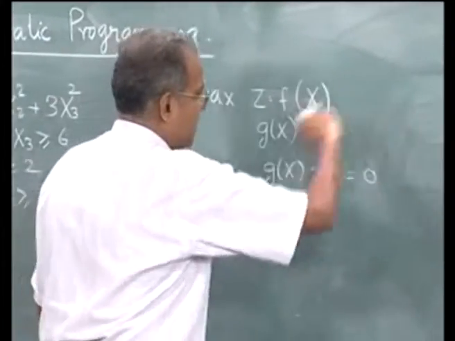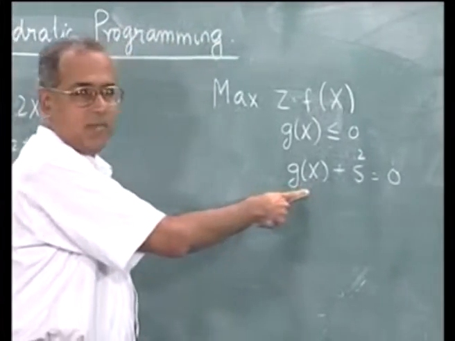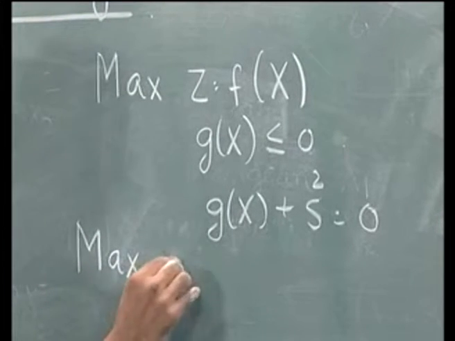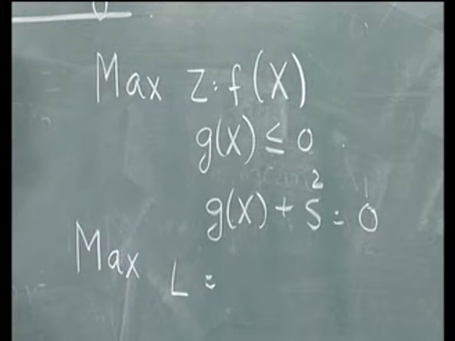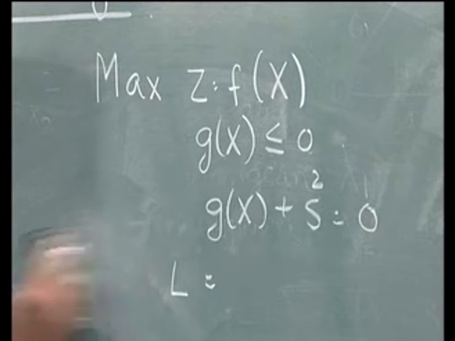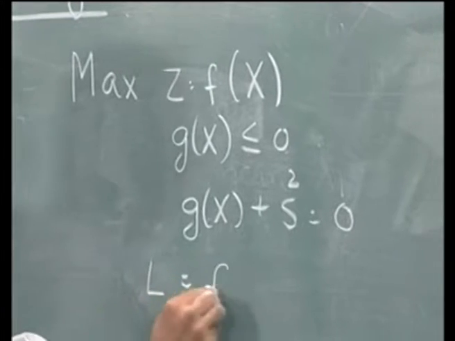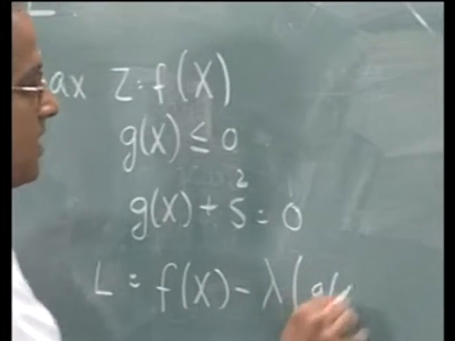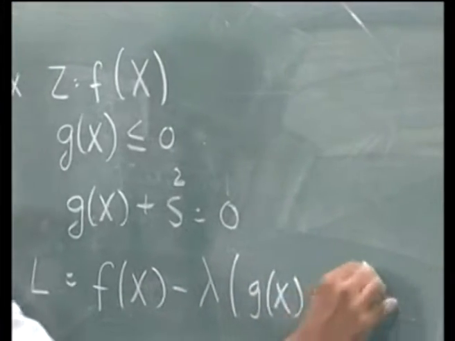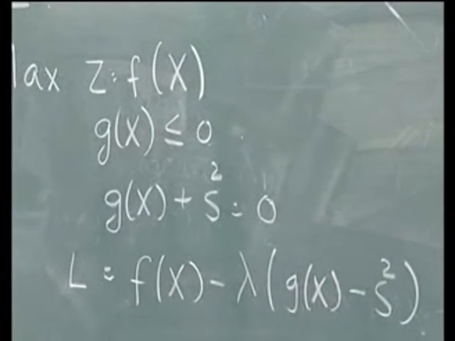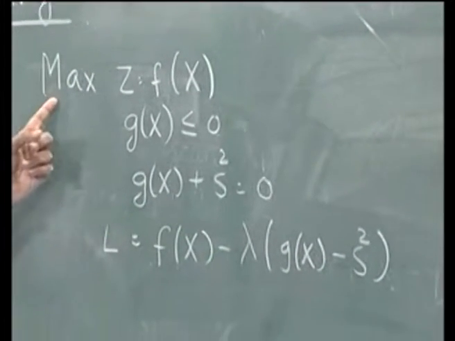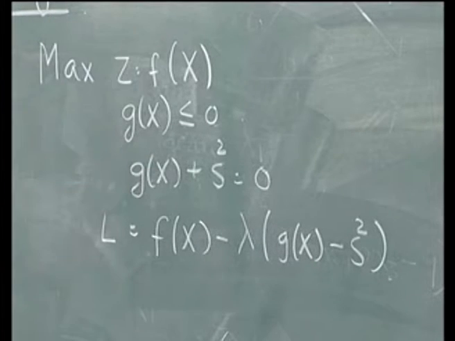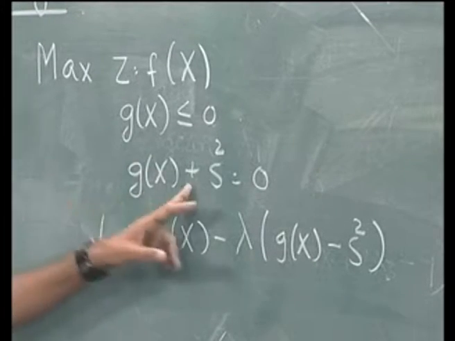Now, we introduce a Lagrangian multiplier, as many multipliers as the number of constraints here, and then we write maximize L. We just set up the Lagrangian function, L is equal to f of x minus lambda into g of x minus s square. We already explained why we put a minus for a maximization problem, because a constraint will only bring down the value of the objective function. So, we bring this in.